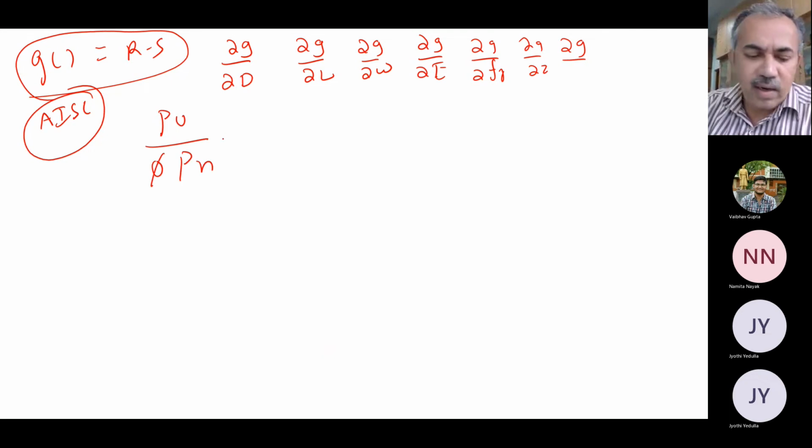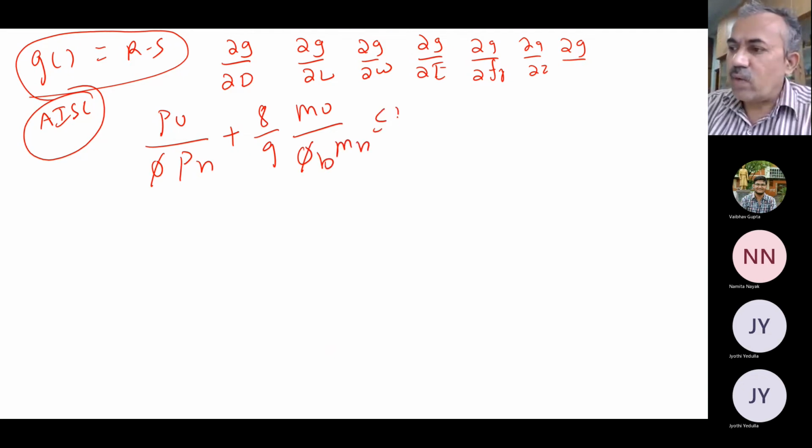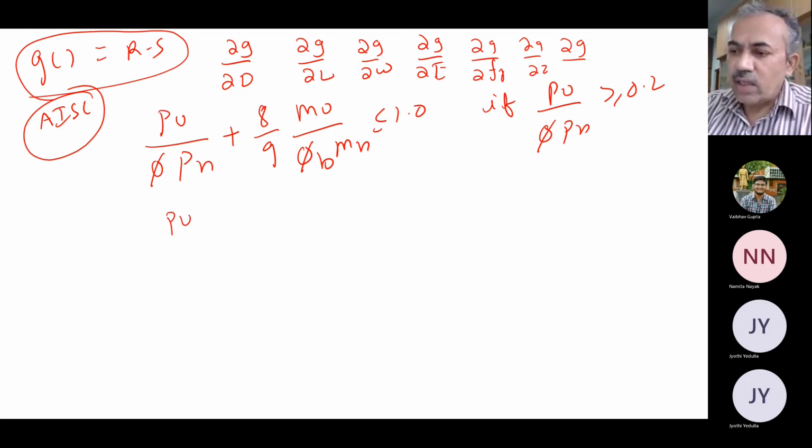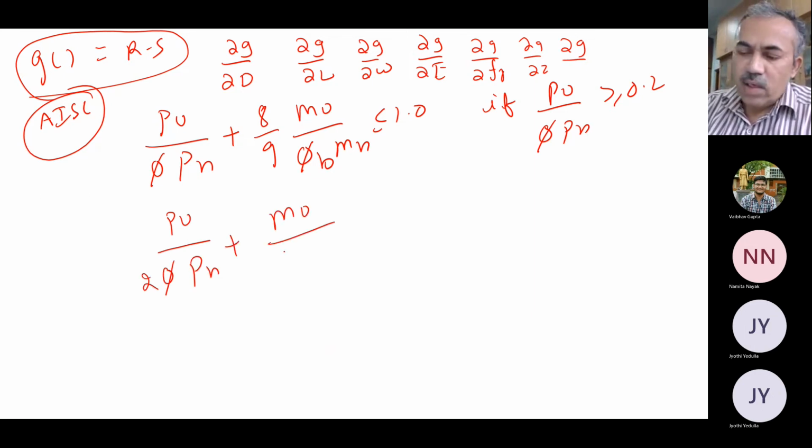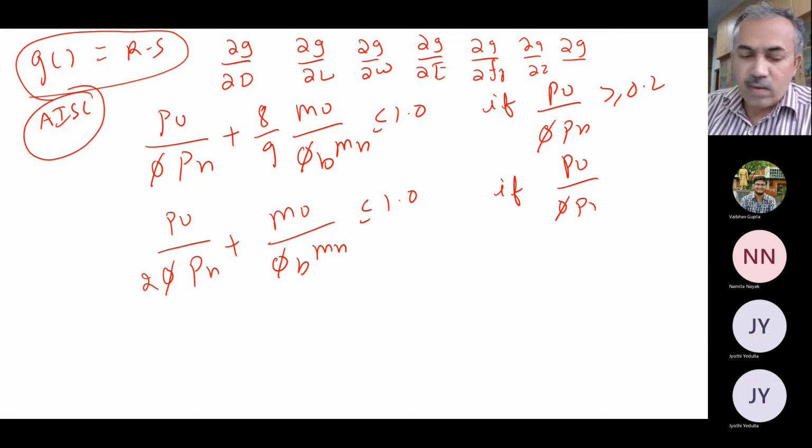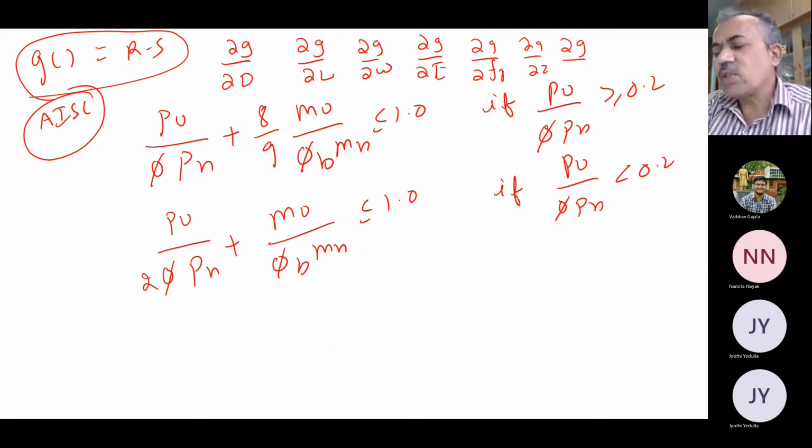So Pu by φ times Pn plus 8 by 9 times Mu by φb times Mn is less than or equal to 1.0 if Pu by φ times Pn is greater than or equal to 0.2. So like that, you see he has used this limit state. The other one is Pu by 2 times φ Pn plus Mu by φb times Mn less than or equal to 1.0 if Pu by φ Pn is less than 0.2. In our IS 800 also, a similar formula is there for combined axial and bending.